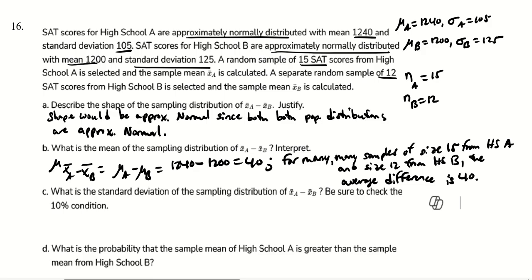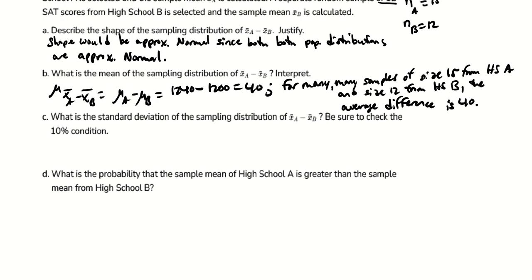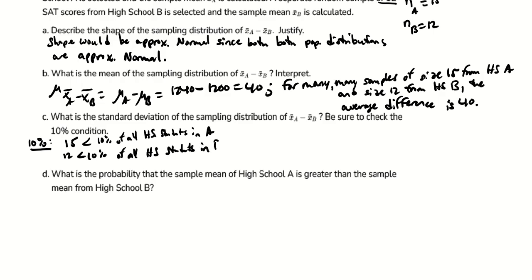Okay, now we're going to do the standard deviation. So be sure to check 10%. Okay, so 10% condition. Let's check that real quick. So we want to know that NA is less than 10%. So say 15 is less than 10% of all high school students in A. Okay. I'm going to say 12 is less than 10% of all high school students in B. All right, so check for both.